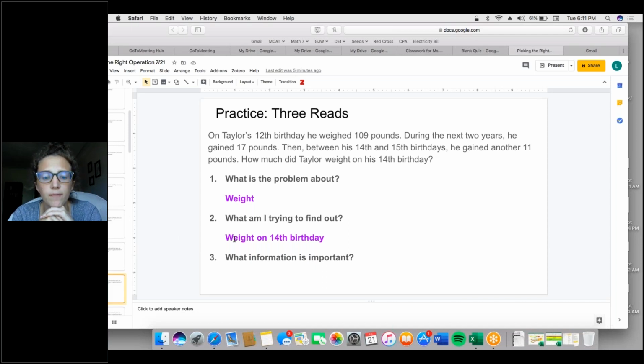This time I'm going to read for what information is important. You'll notice there's a lot of different numbers in here because we got birthdays and pounds. We're going to zone in on only the information that's important to get us up to that 14th birthday weight.